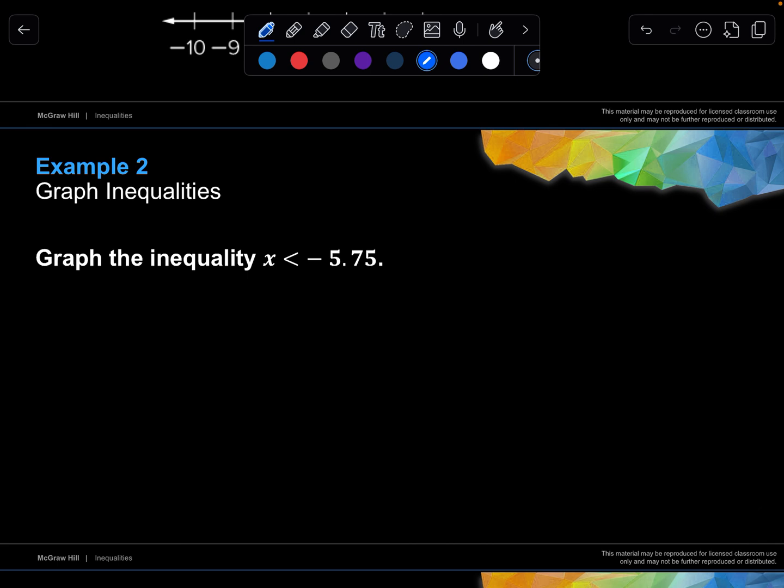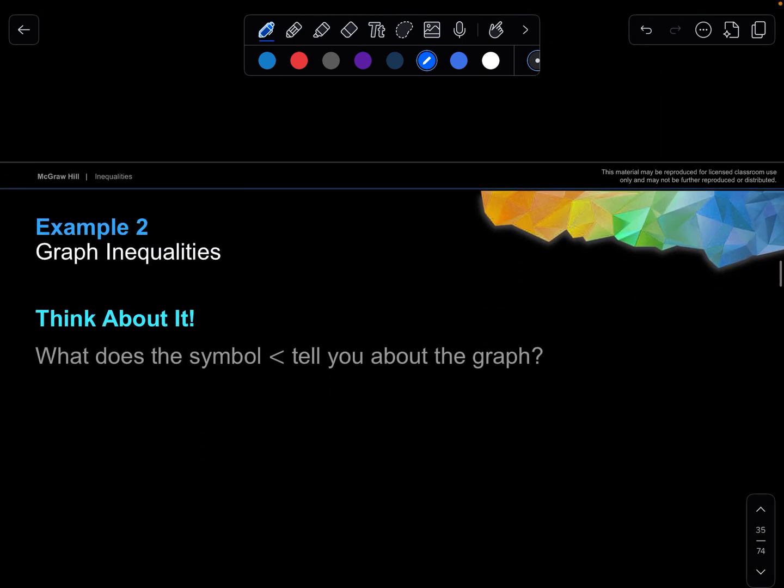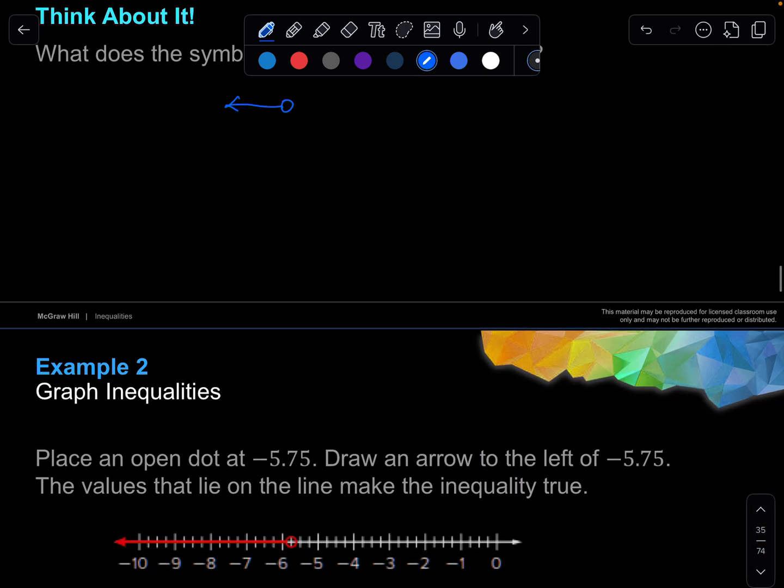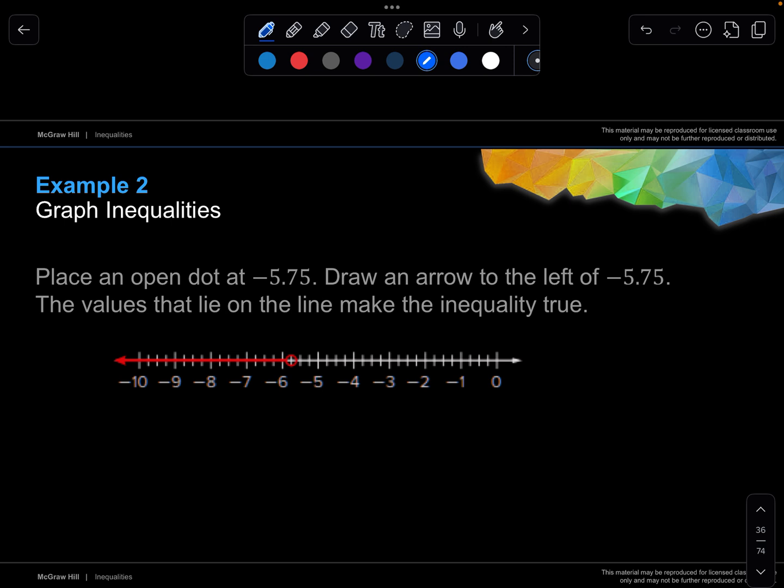Now let's look at graphing the inequality x less than minus 5.75. It does not matter whether it's a negative number or a positive number. We're going to first look at what the symbol less than tells you about how the graph is going to look. Well, first off, is it going to be an open dot or a closed dot? You got it. It's an open dot. And then less than means numbers to the left. So our graph is going to look something like this, superimposed on our number line. And we're going to put our open dot at minus 5.75.